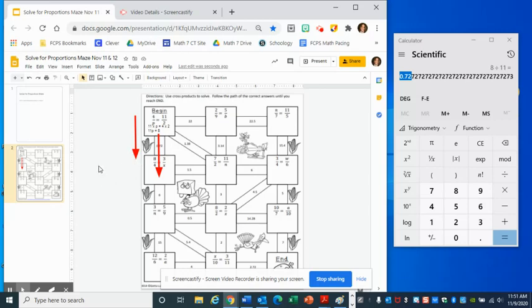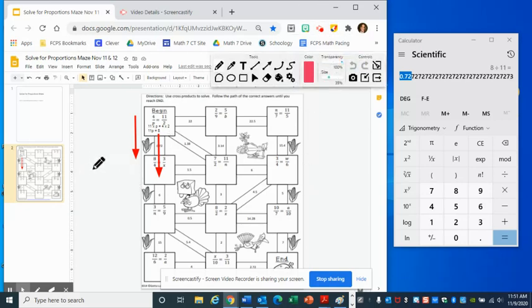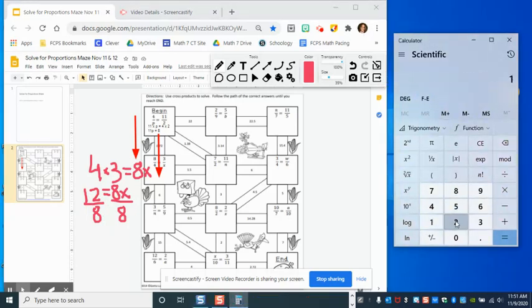So let's work on this one together. We will end up having 4 times 3. 4 times 3 is going to equal 8x. So that means that I have 12 equals 8x. Since my variable is on this side, I need to get that by itself. So I'm going to divide both sides then by 8. So 12 divided by 8 equals 1.5.